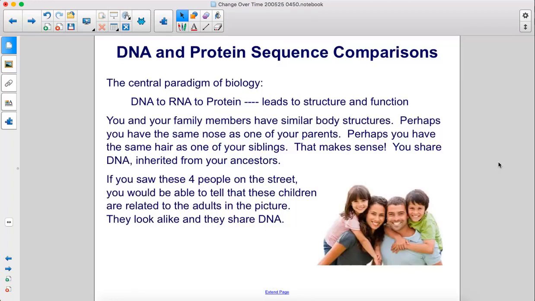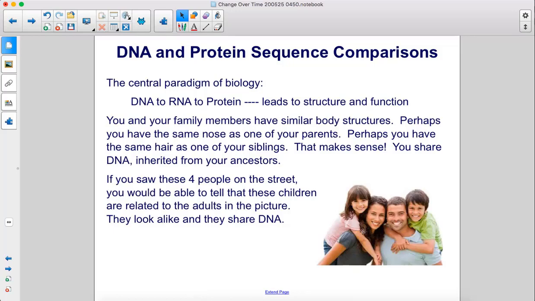The central paradigm of biology, DNA to RNA to protein, leads to structure and function. You and your family members have similar body structures. Perhaps you have the same nose as one of your parents. Perhaps you have the same hair as one of your siblings. That makes sense. You share DNA inherited from your ancestors.